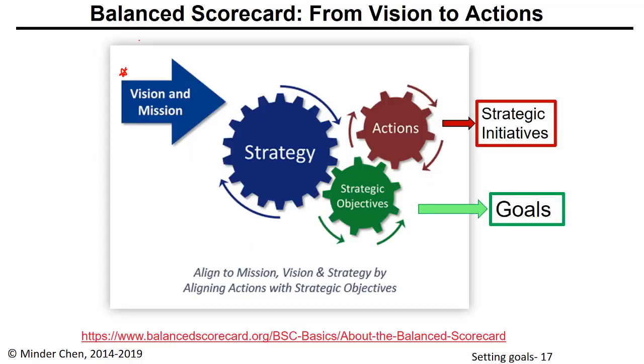Once you develop the vision and mission, you need to formulate business strategy to achieve them. However, once you have decided the kind of strategy that you want to take, you still need to carry it out with actions. This is referred to in the balanced scorecard as strategic initiative. But how do you know that you have been successfully achieving the strategy that you have developed? You need to set strategic objectives, and this is basically the goals that we have been discussing for quite a while.